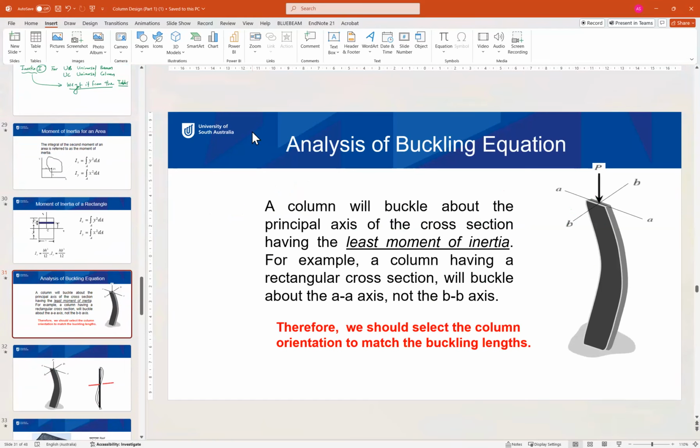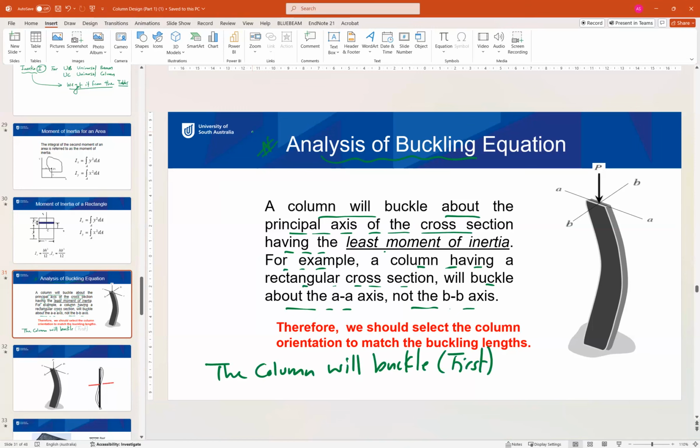So a column, just to continue with the buckling analysis of column equation, a column will buckle about the principal axis of the cross section having the least moment of inertia. For example, a column having a rectangular cross section will buckle about the AA axis, not the BB axis. So this means that the column will buckle first around the weak axis or the minor axis.